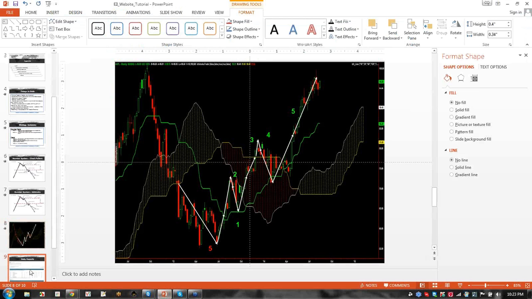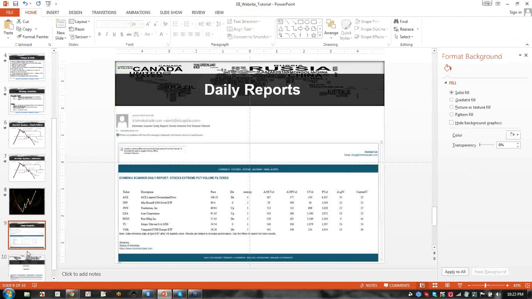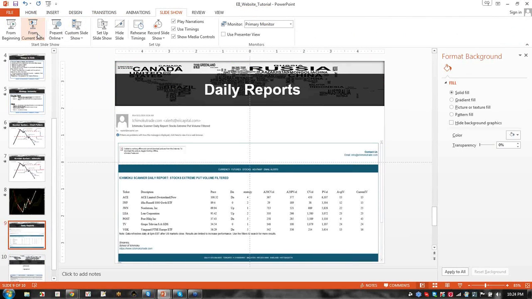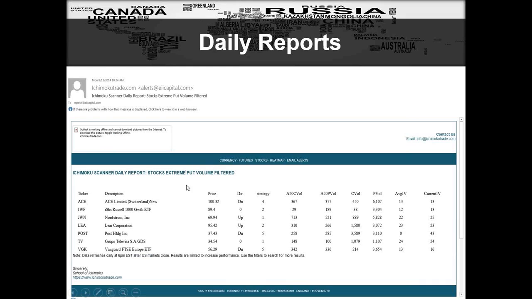So, for example, here's an email that I received. So you could control what report you want, and here's the email. For everything that you have saved, it's going to put in here Ichimoku Scanner Daily Report, the name of your profile, and it's going to give you all the results with all the columns, everything that you have selected. And this will be sent out to you at 6 a.m. Eastern Standard Time every morning.